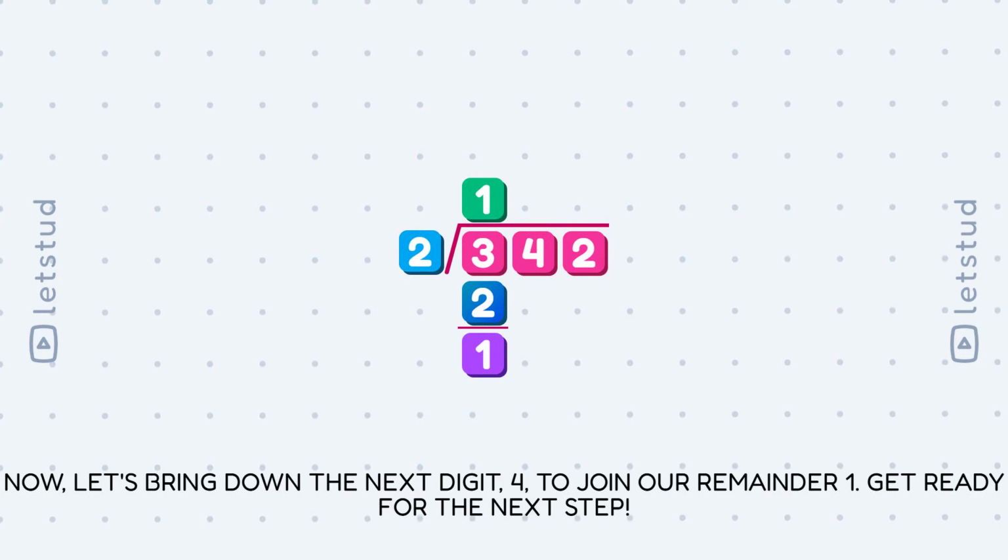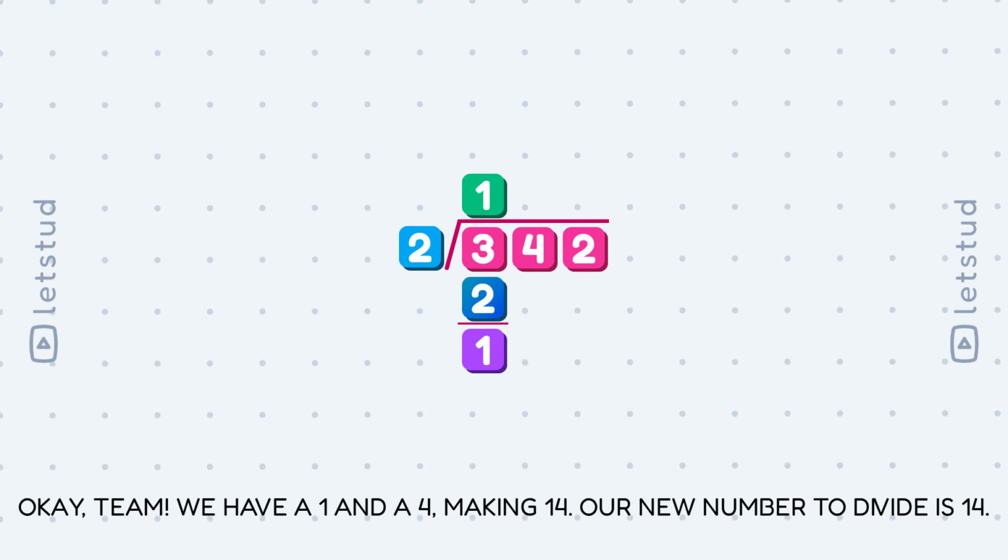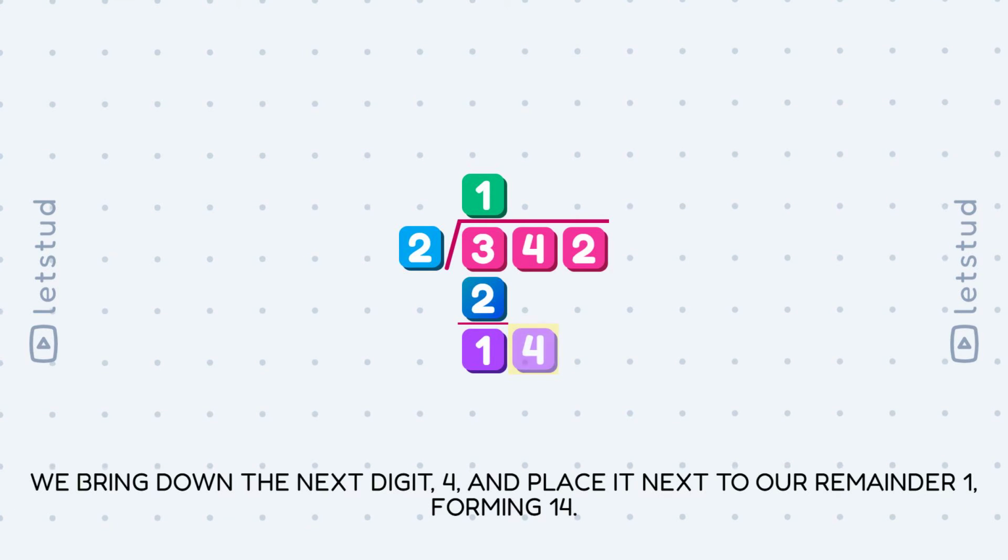Now let's bring down the next digit 4 to join our remainder 1. Get ready for the next step. Okay team, we have a 1 and a 4 making 14. Our new number to divide is 14. We bring down the next digit 4 and place it next to our remainder 1, forming 14.